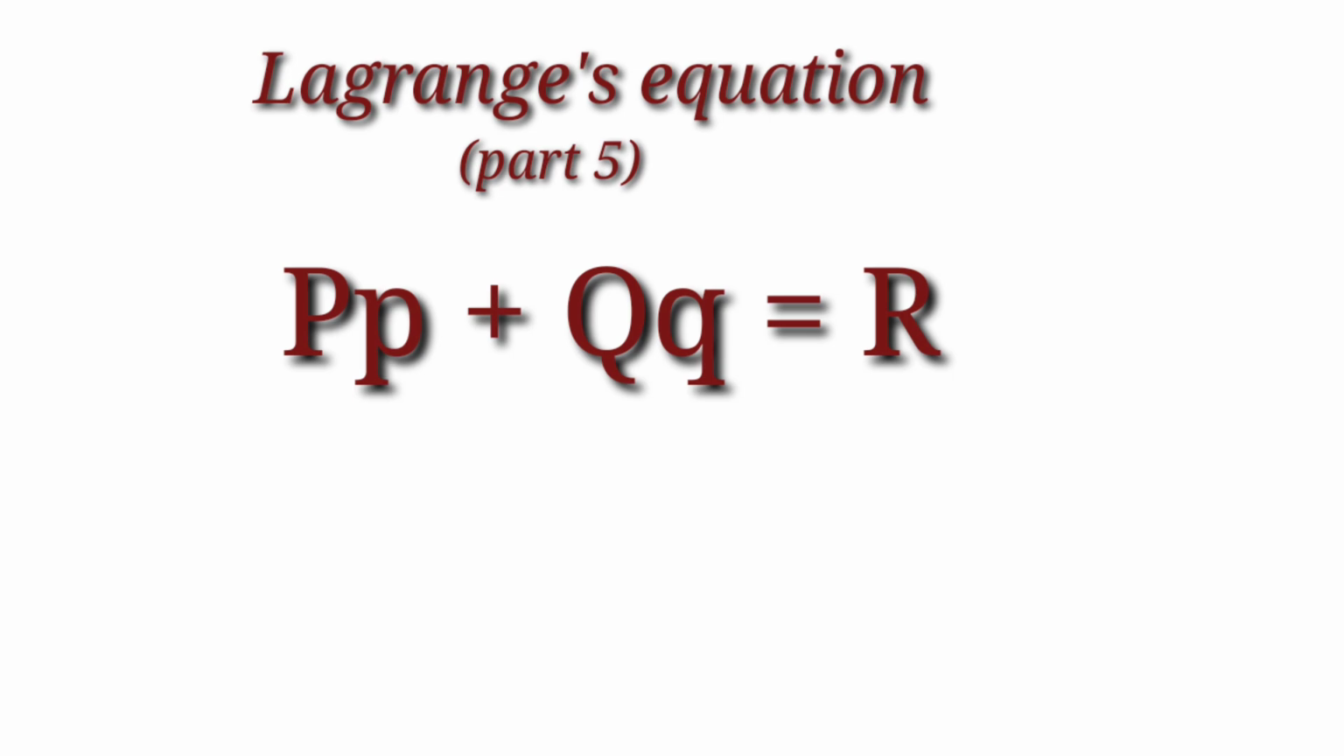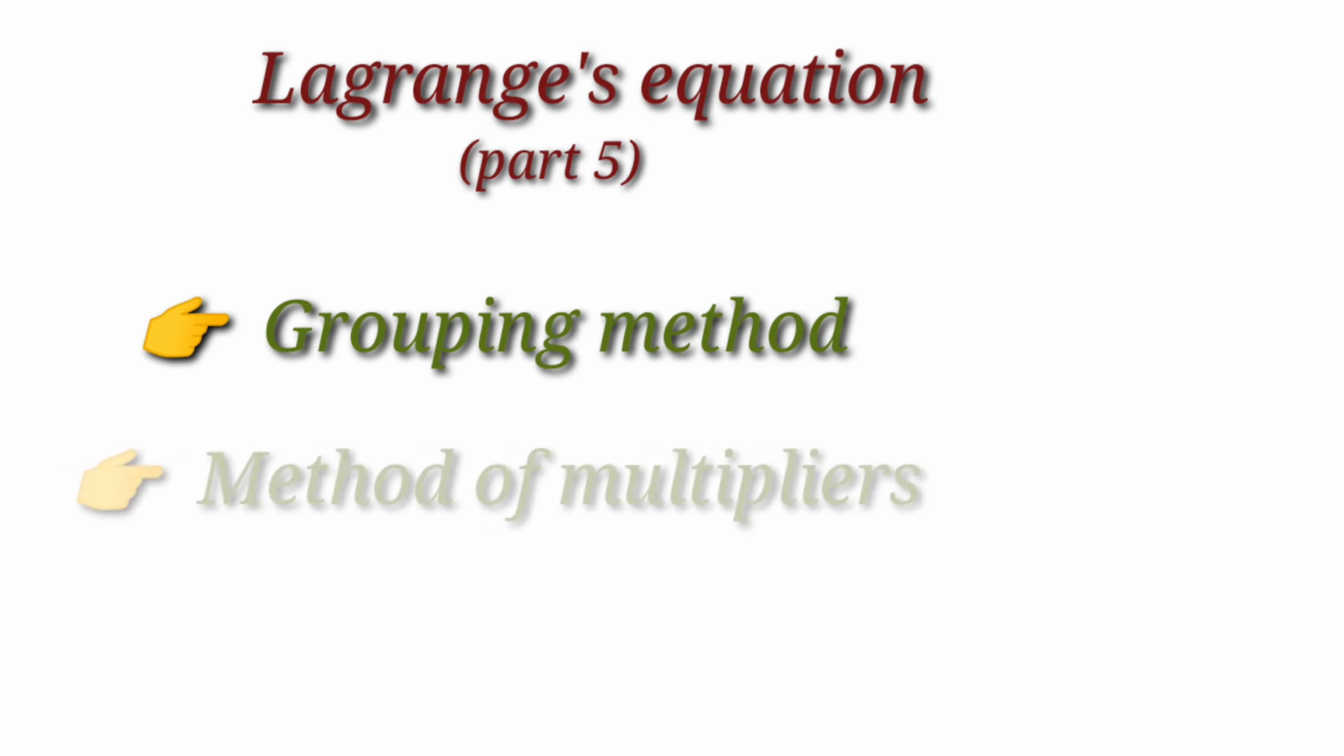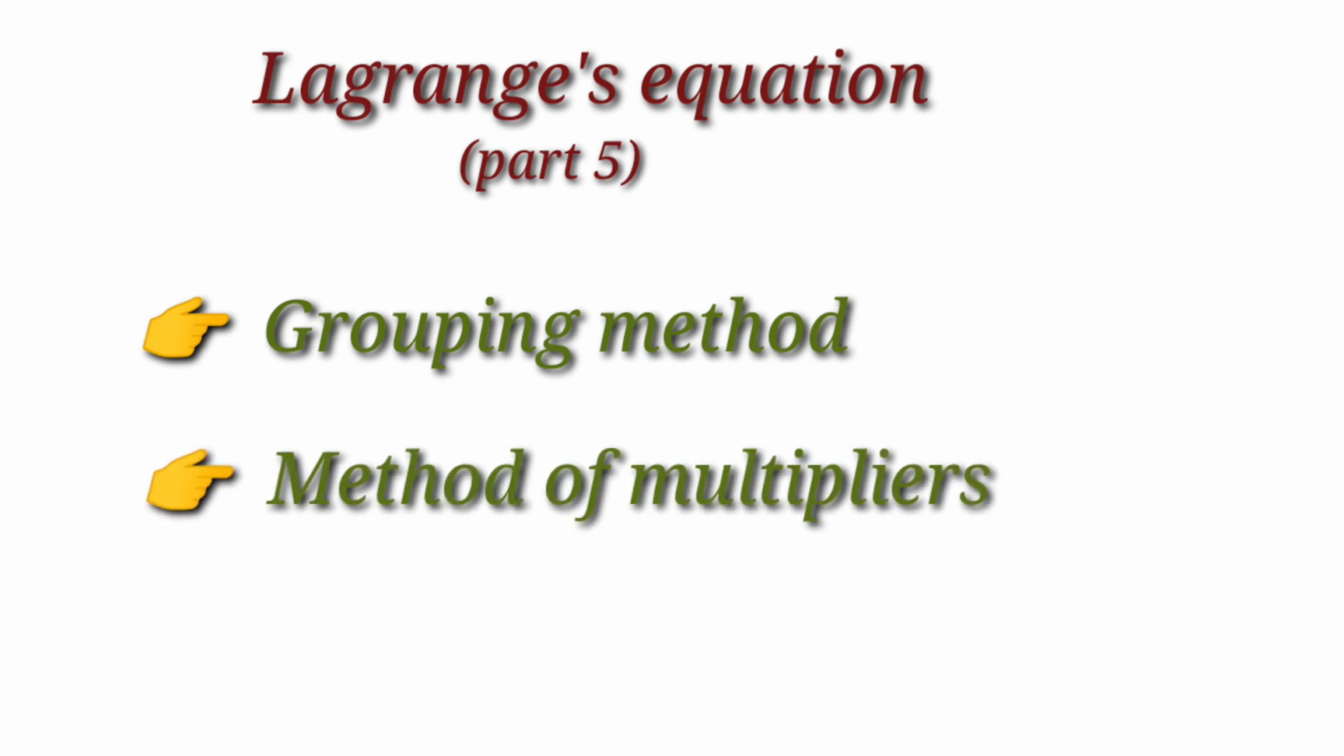I explained the method for solving this equation in the suggested video. Its auxiliary equations are dx by p is equal to dy by q is equal to dz by r. Firstly, try to find two solutions of the auxiliary equation. There are two methods for solving the auxiliary equation: grouping method and method of multipliers. In this video, I am going to solve a few problems in which both grouping and multiplier technique are applicable.